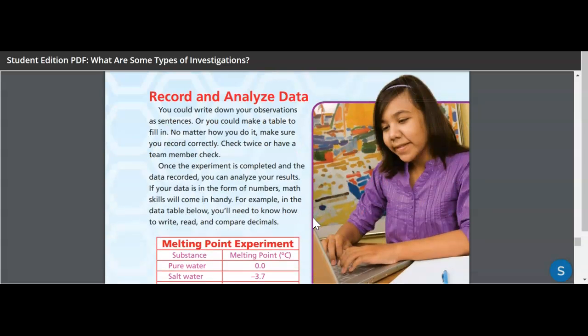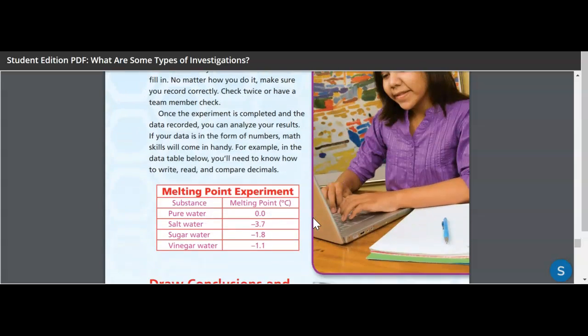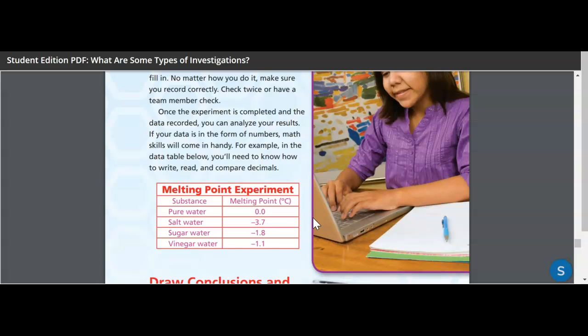Record and analyze data. I keep saying it's very important. Each part is very important. So record and analyze the data. You could write down your observations as sentences, or you can make a table to fill it in. No matter how you do it, make sure you record correctly. Check twice or have a team member check. Once the experiment is completed and the data recorded, you can analyze your results.